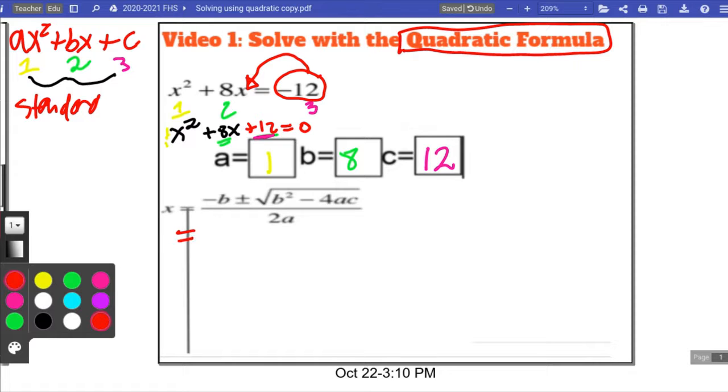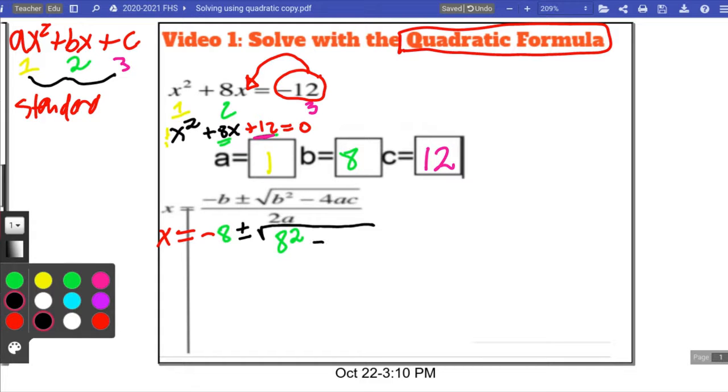All right, now that I have identified my three numbers, I have to plug them in. The formula, you're going to use a formula as stated. So we're going to say negative the letter B. We know B has to be 8. You put 8. All right, let's continue. Plus or minus square root. All right, B again. B is 8. B squared, that comes from the formula, right?